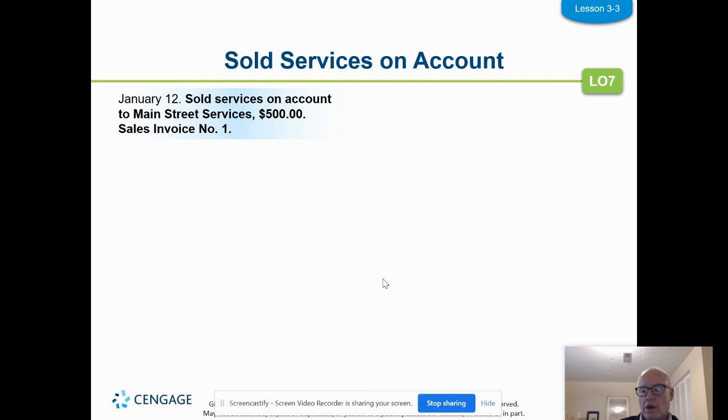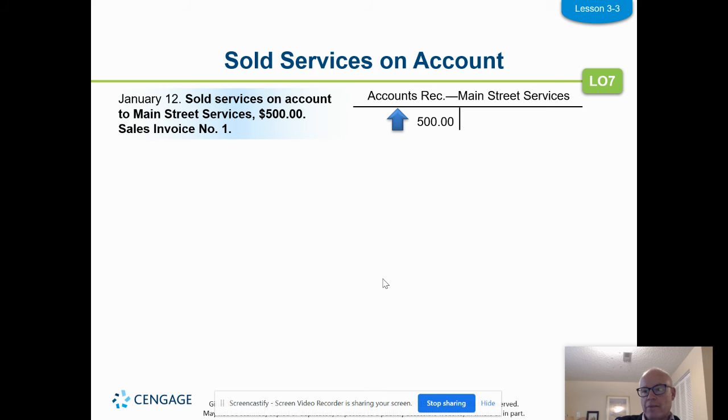Sales invoice number 1. We sold something. What are our accounts affected? Accounts receivable, Main Street Services, $500. Okay. We increased accounts receivable. People owe us money. That is an asset. We're going to get some money later. That affects what I own. I own this account that people owe me money. Sometimes people even sell their accounts receivable to other people for money. I'm not going to get into that.